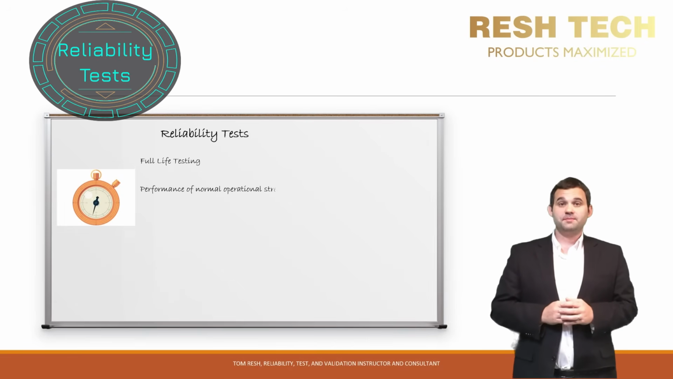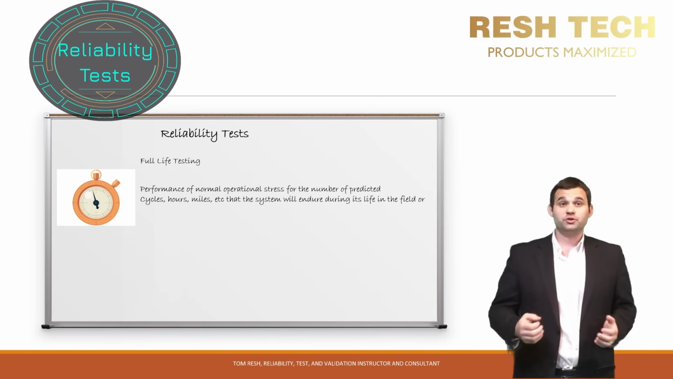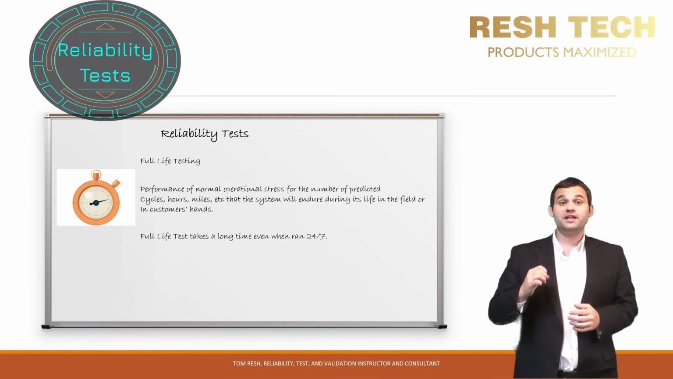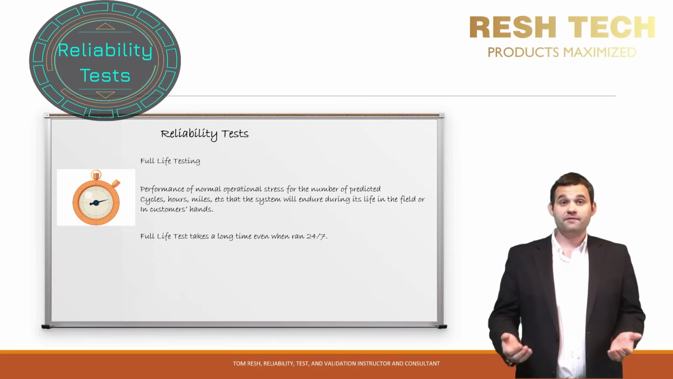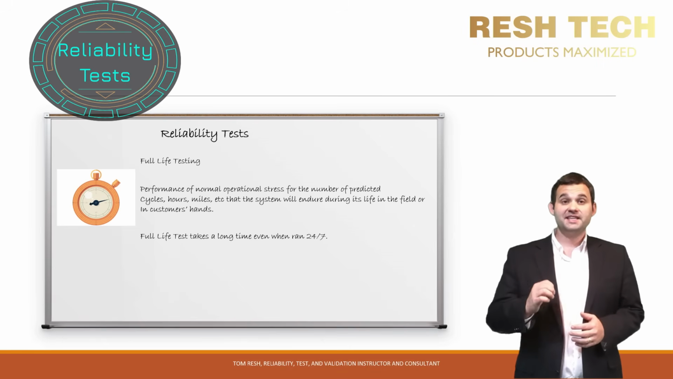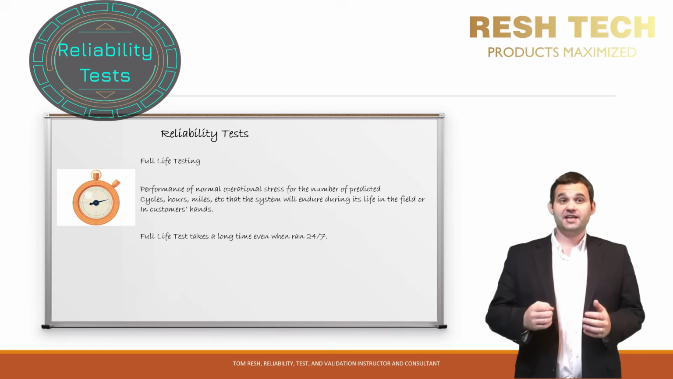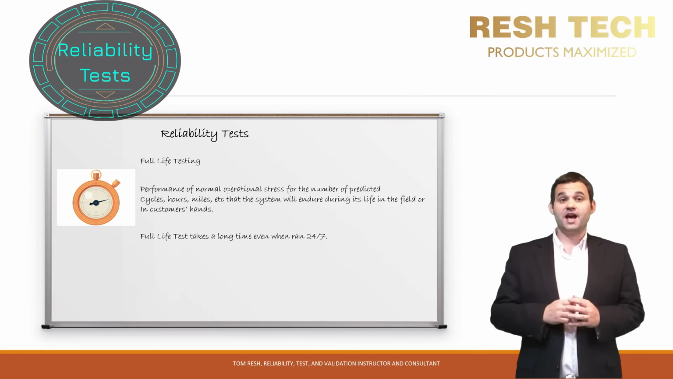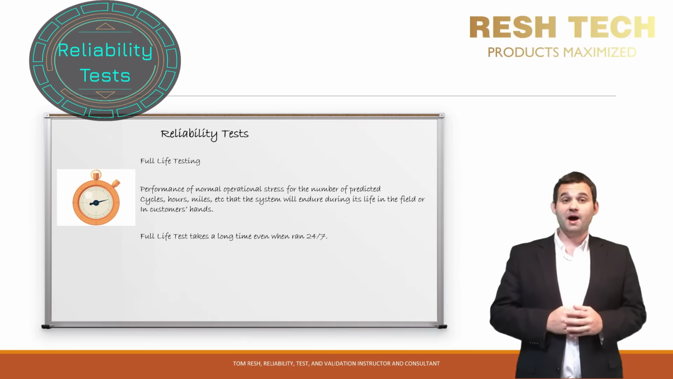Full life testing is the performance of normal operational stresses for the number of predicted cycles, hours, or miles, and so forth that the system will endure during its life in the field or in the customer's hand. Full life testing is run for the entire operational life period and can take a very long time, and can even take years, and that is assuming that you aren't just running a system for its daily operational window and are cycling or operating a system 24 hours a day, 7 days a week, until the desired target is reached for metrics such as number of cycles, hours, or miles.